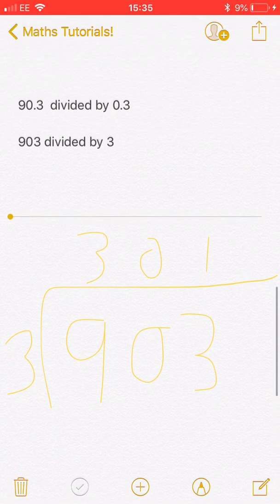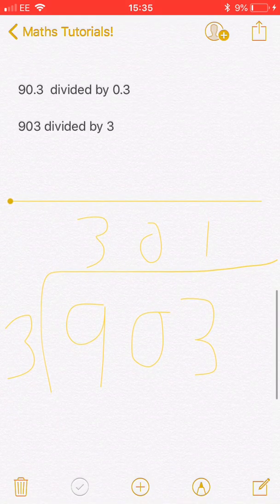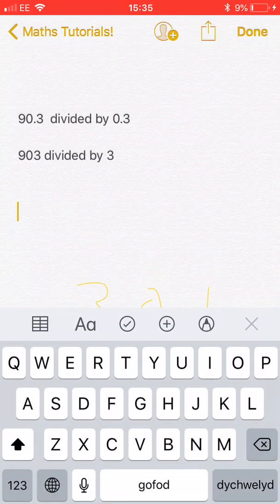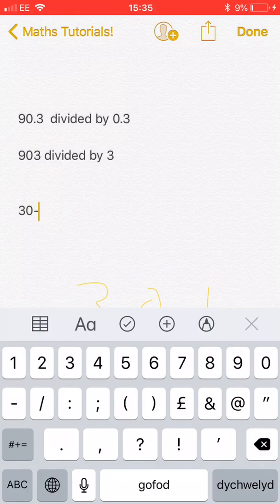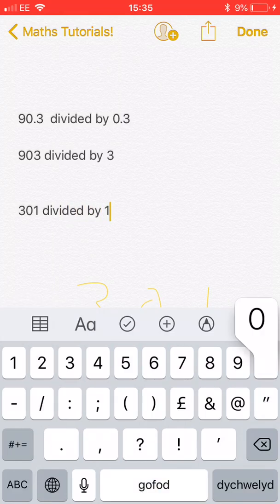So our answer here is 301. However, we had to times it by 100 in order to make them not decimals. So now we've got to take that 301 and divide it by 100. Then we have 3.01.